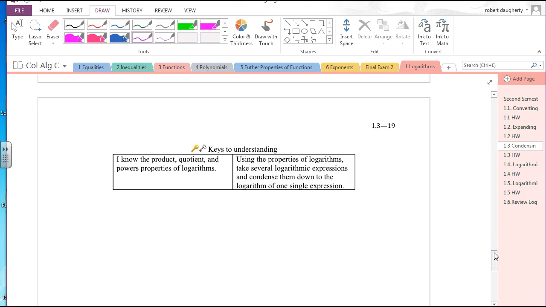So, nothing really new in terms of new rules. It's the same rules, product, quotients, and powers. So you really have to know those rules. I could ask you a homework problem like we did the day before where you take something and you expand it. Today's session was taking something that's already expanded into multiple log expressions, condensing it down to one expression. And we'll be using that skill on Monday to solve log equations. So you should be able to expand and condense log expressions.